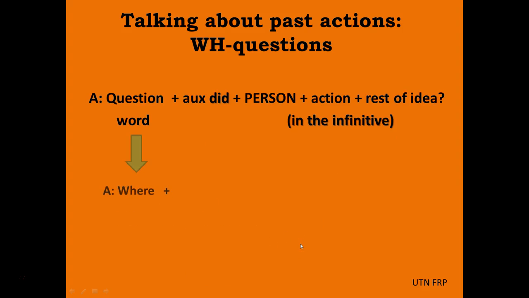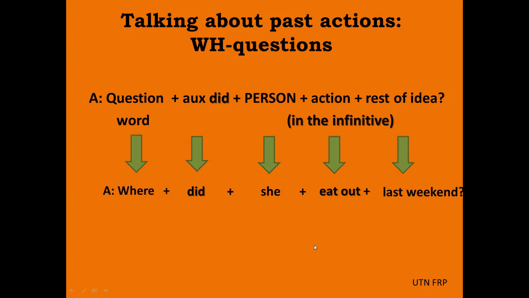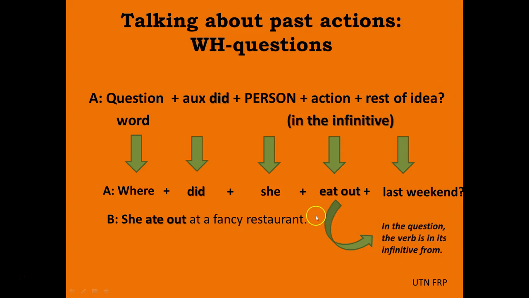Now then another example. Where did she eat out last weekend? She ate out at a fancy restaurant. Again, see the form of the main verb in the question. The verb is in its infinitive form, eat out. And then we say ate out. The verb is in its past form. So when did is present, the verb is in its infinitive form.